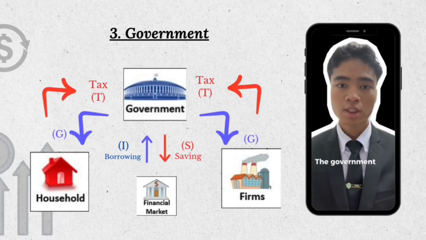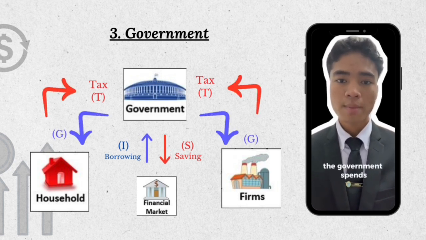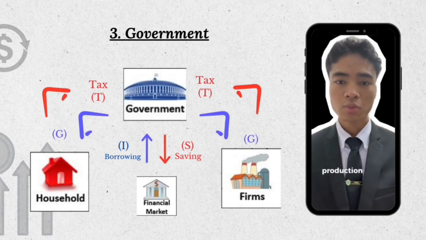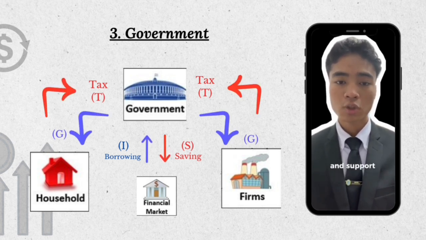The government also makes transfer payments such as welfare and unemployment benefits to support household consumption. Additionally, the government spends money on goods and services produced by firms. It also offers subsidies to firms, reducing production costs. These actions help sustain firms' operations, boost economic activity, and support households.